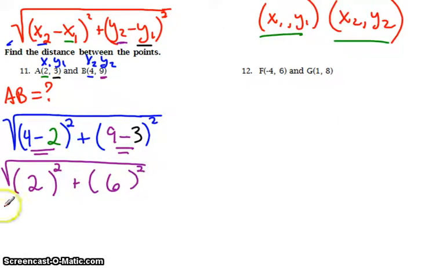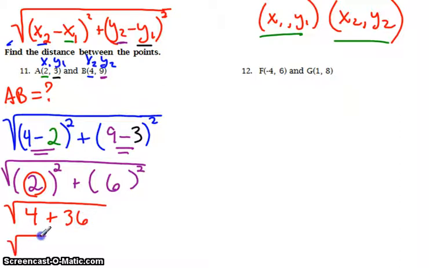Now, order of operations says I have to square this. So 2 times 2 is 4. Bring down the plus. 6 times 6 is 36. And then I can add. So 4 plus 36 is 40. So the answer is the square root of 40.